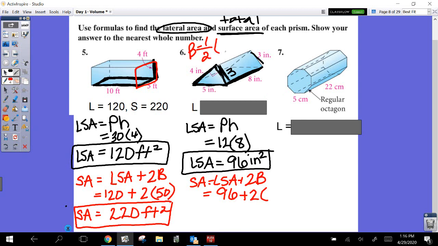So this is where it kind of gets a little bit confusing. Forget we have a prism here. You have this triangle. What is the base of this triangle? It's actually 3. Even though the 5 is on the bottom, if you were sitting this triangle right, it would be 3. What's the height of the triangle? It would be 4. So what's 1/2 of 3 times 4? It is 6. So 96 plus 2 times 6 is 12. That should give us 108 inches squared.